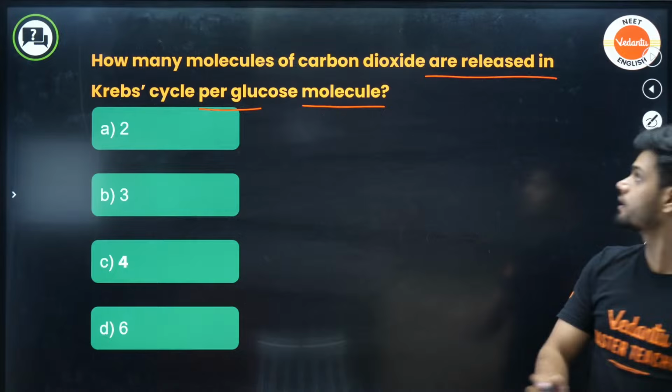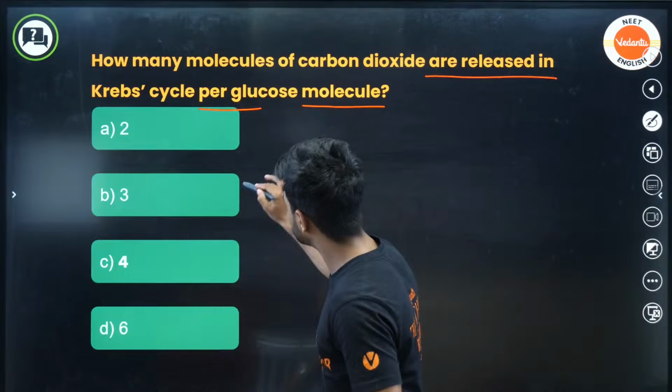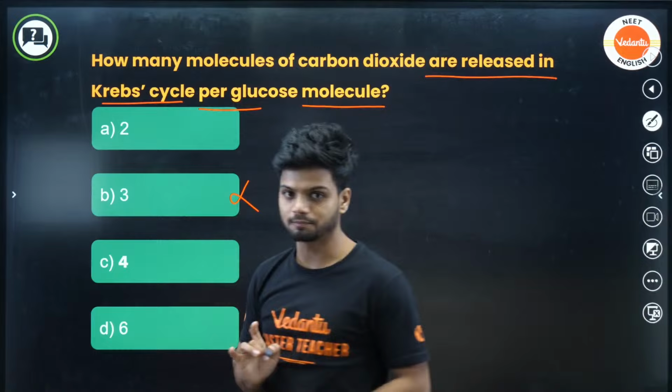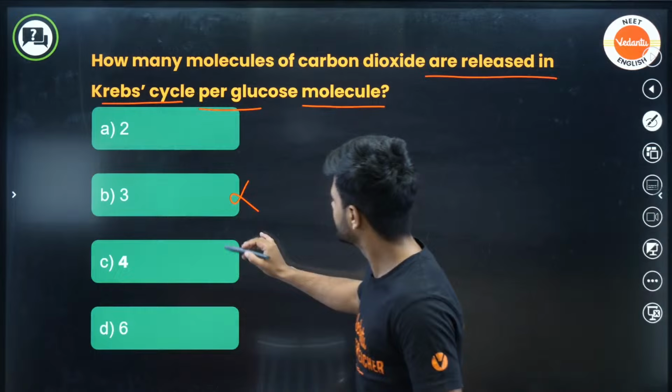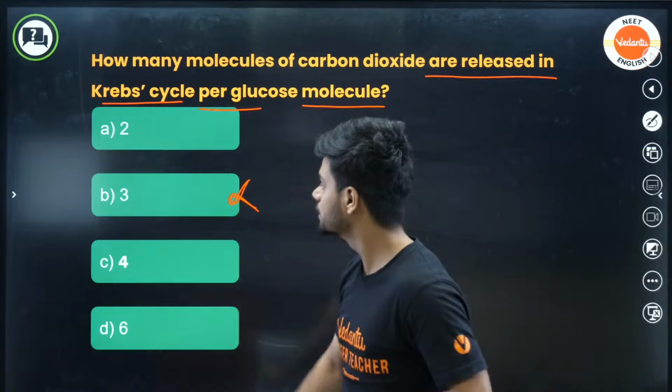Now, first of all, it cannot be 3. Why it cannot be 3? Because they are asking you only Krebs cycle here. It cannot be 3 because they are asking you Krebs cycle. If they ask you link reaction plus Krebs cycle, then it will be 3. So this is gone.